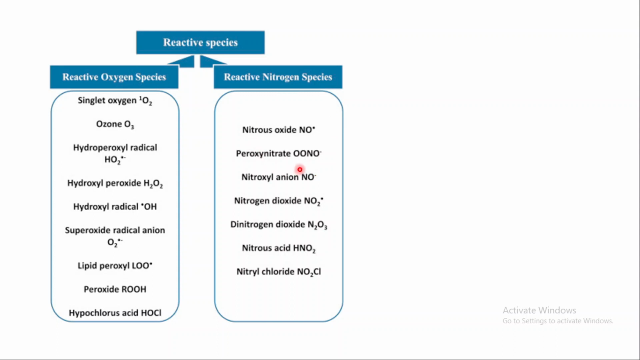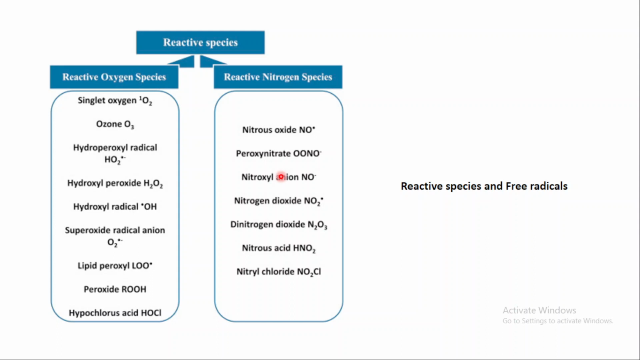Similarly, we have examples of reactive nitrogen species. Nitrous oxide is a good example. Peroxynitrate, nitroxyl anion, nitrogen dioxide, dinitrogen dioxide, nitrous acid, nitryl chloride. So all these are reactive nitrogen species which can also be generated in living cells and can cause harm to the body in the form of oxidative damage due to the presence of unevenly balanced free radicals.